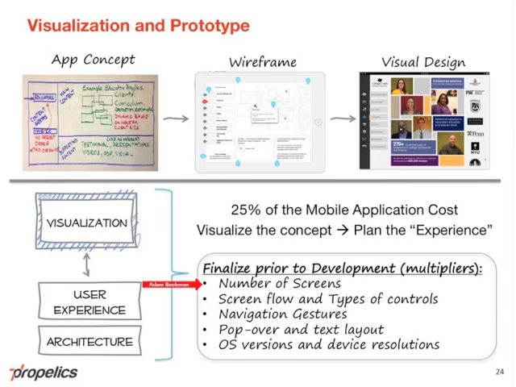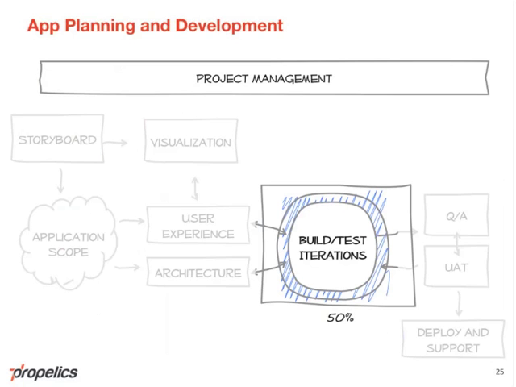Our experience will show us how many screens, our overall flow, gestures, popovers, and we'll verify our OS versions. Device resolutions become critical, regardless of platform, I should say. You have to plan your digital assets, your pictures, your graphics, your buttons. You have to plan those for the resolution of the various devices. So once we're through that first 25%, we have our user acceptance, and we're able to go build.